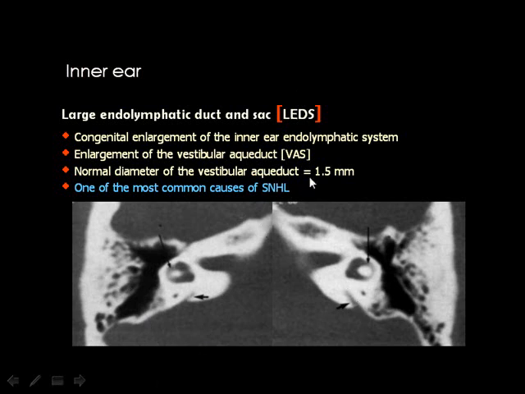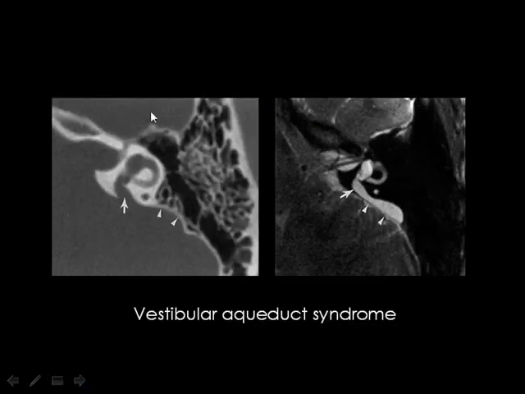The normal vestibular aqueduct is about 1.5 millimeters in diameter. This is the normal one. If it is larger than this, you can easily diagnose this syndrome, which is known as the vestibular aqueduct syndrome, or large endolymphatic duct and sac. Then this is the syndrome by CT and by MRI.